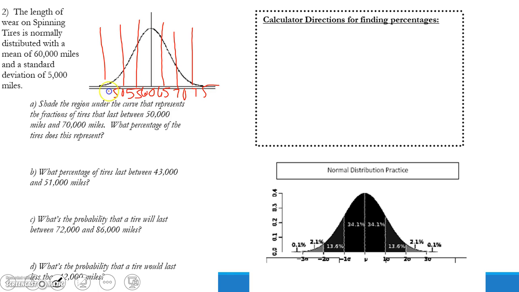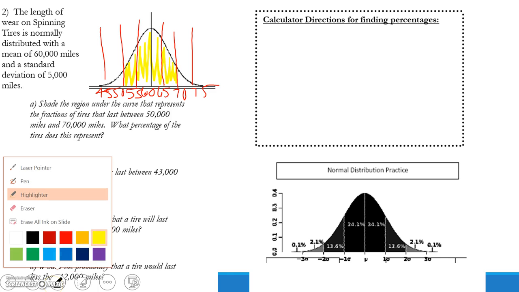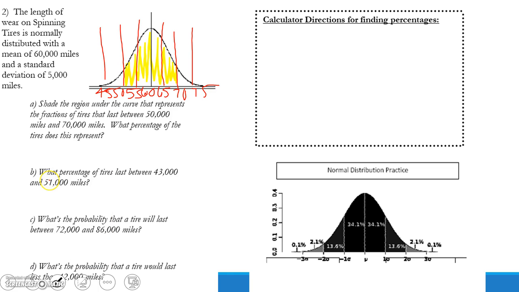55,000, 50,000, 45,000. Then it says shade the region under the curve that represents the fraction of tires that last between 50,000 and 70,000. And so 50,000 is right here, and 70,000. It wants to know what percentage of tires. So this is good because if you're an advertising company, you might want to be able to advertise that this percentage of tires will last between 50,000 and 70,000.